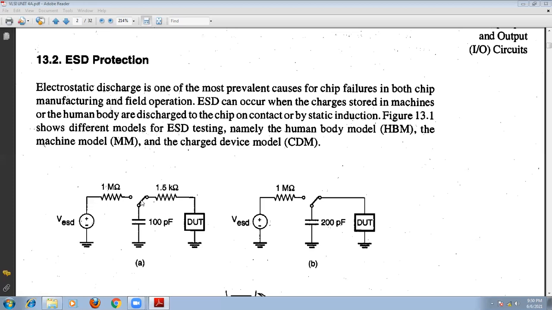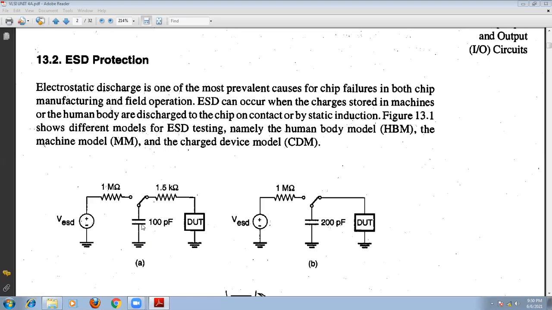For example, assume the switch is here, which means the human body walks. It generates a large amount of energy, and that signal charges this capacitor. That means the human body is charged. When the switch is moved here, whatever charge is there enters the circuit. That indicates the body touching the circuit, the device under test.